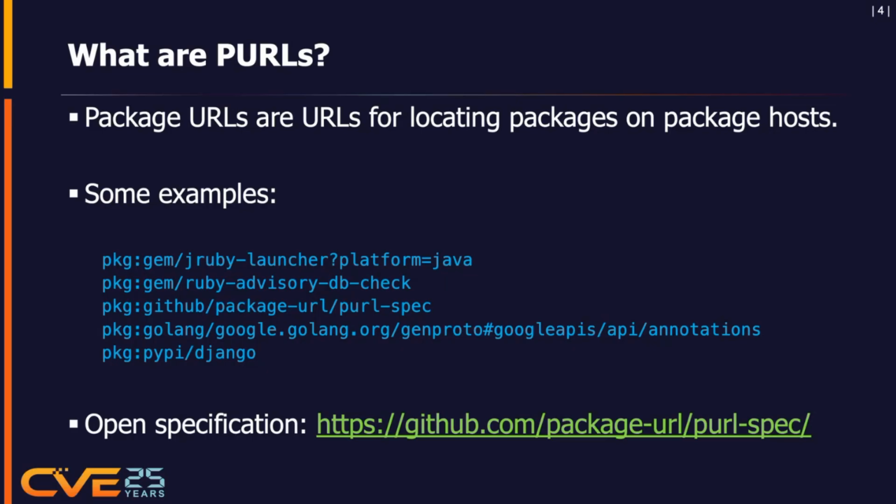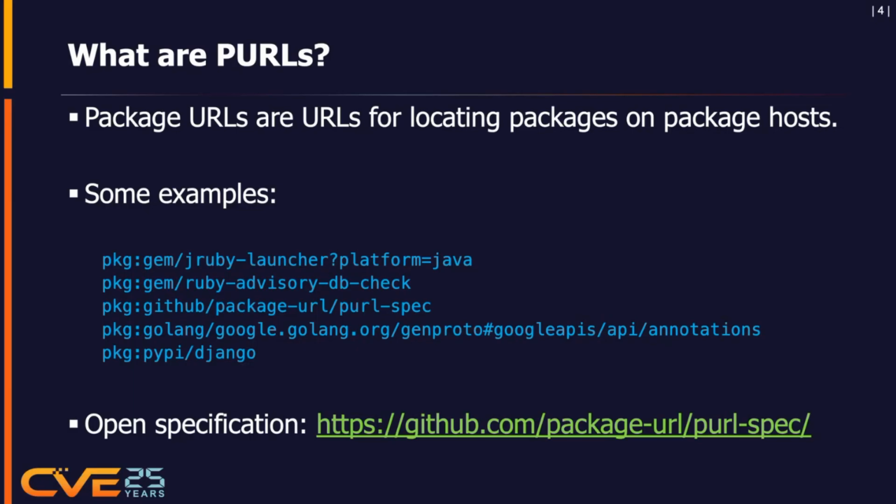For example, with the gem type, which is for Ruby gems, for the Ruby programming language, the next piece of information you see is a package name, like jruby-launcher in this first one. It also allows additional information after the question mark, for example platform equals java. This is an additional piece of information you can provide that is associated with that particular package. But if you look at the Golang example, there's a little more variety. You have google.golang.org/genproto, which is the package name, and then you have the hash used to identify a particular source path within that package. So as I said, there's a lot of variety.